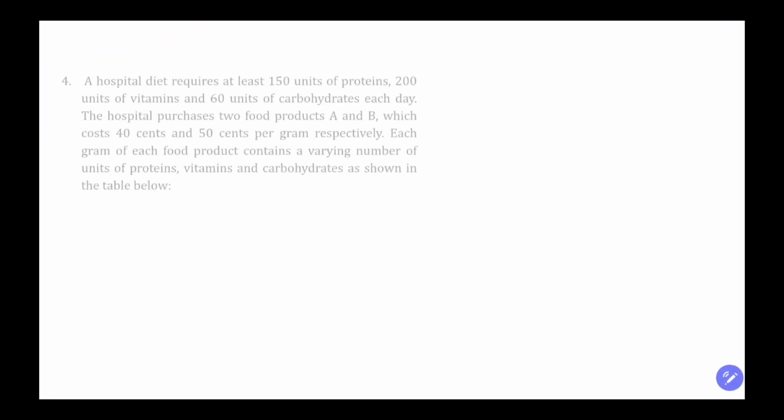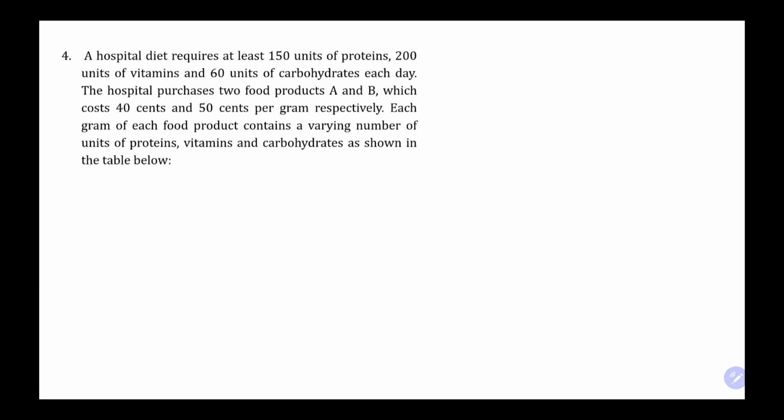And last, question number 4. A hospital diet requires at least 150 units of proteins, 200 units of vitamins, and 60 units of carbohydrates each day. The hospital purchased 2 food products, A and B, which cost 40 cents and 50 cents per gram respectively. Each gram of each food product contains a varying number of units of proteins, vitamins, and carbohydrates as shown in the table below.